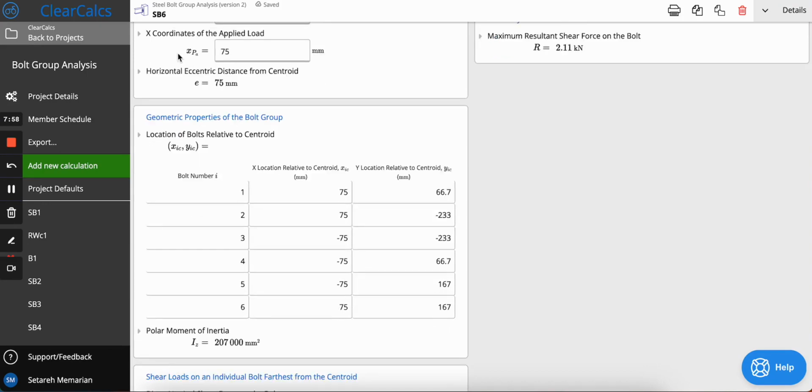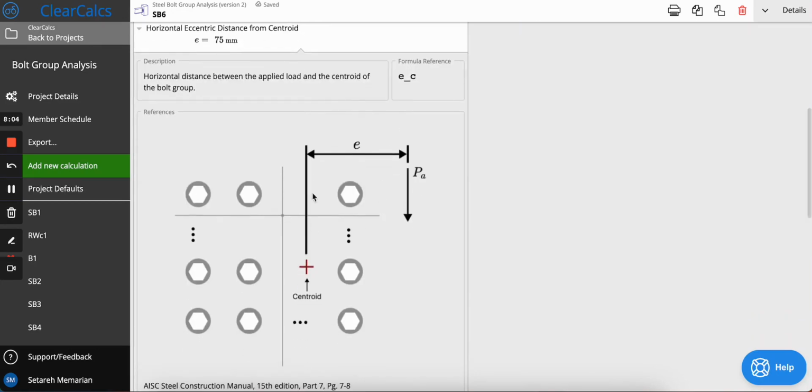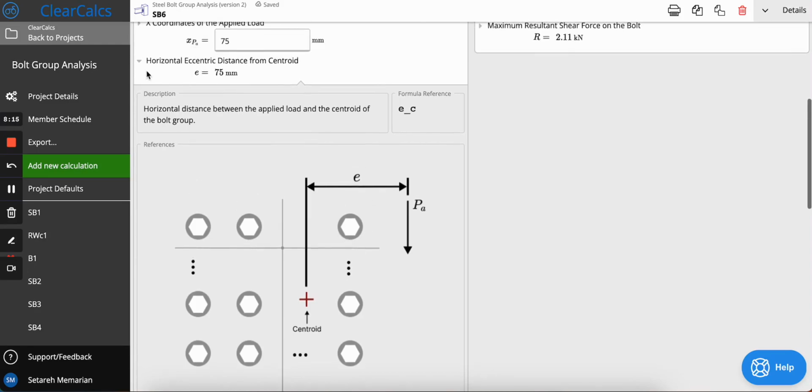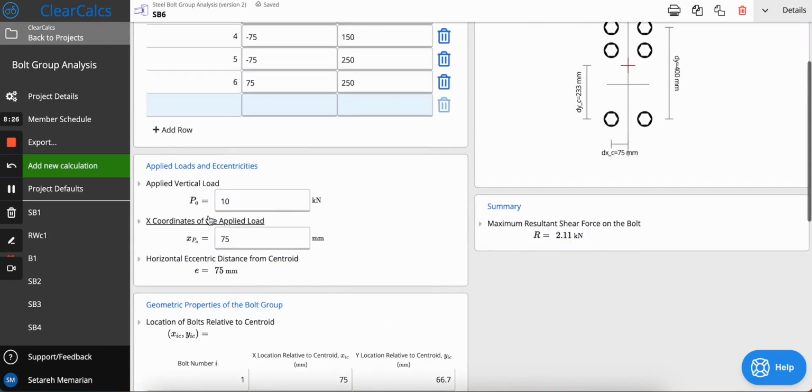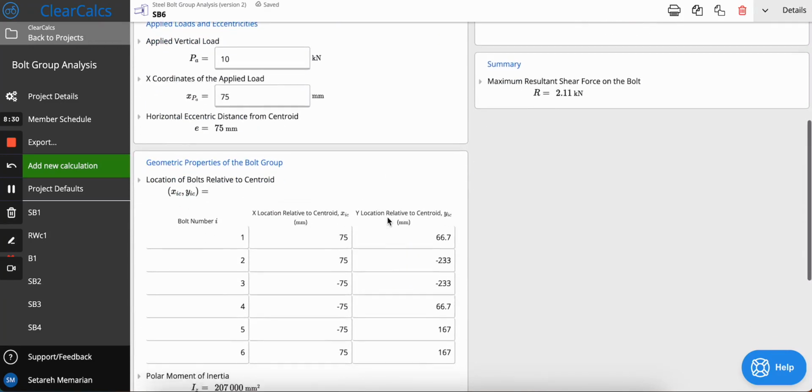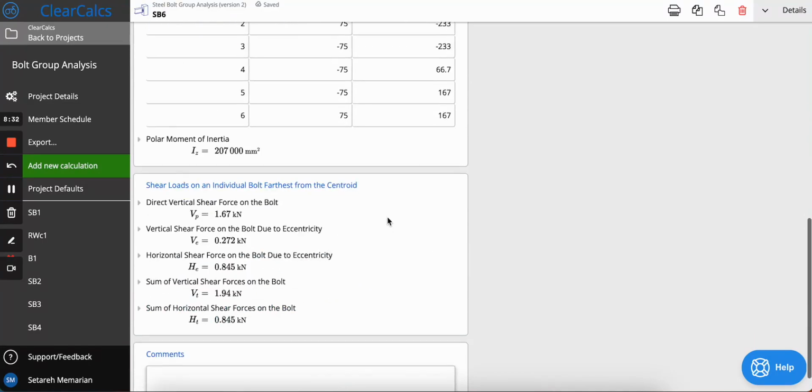After that, what this template is going to calculate is your horizontal eccentric distance from the centroid, so your E. This E is going to help us calculate the eccentric moment that is applied on the furthest bolt in the bolt group. These are the most critical inputs that you have to input in this calculator. The rest is just the calculator doing its thing.